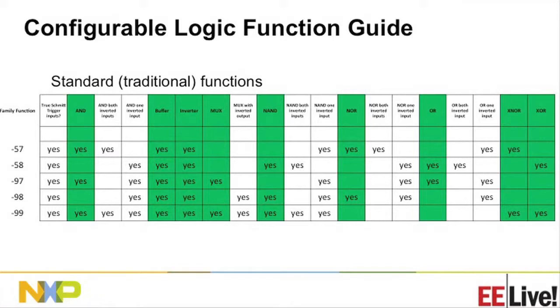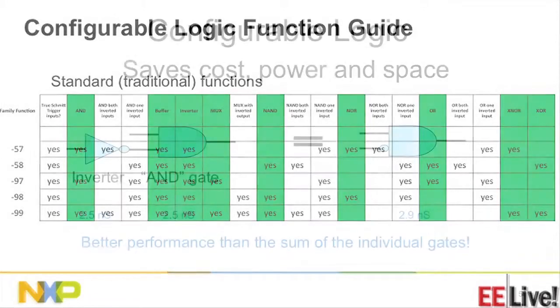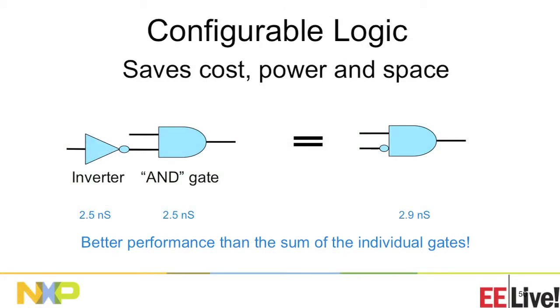For example, in a 57 part type, you will get AND gate, buffer, inverter, mux, all the green columns as your standard functions. And then there are some non-standard functions also. As I mentioned earlier, these configurable logic devices can also give you a non-standard function like an AND gate with an inverter. This is how you would space an extra inverter in your design if you needed an inverted input for your AND gate. So better performance than individual gates.